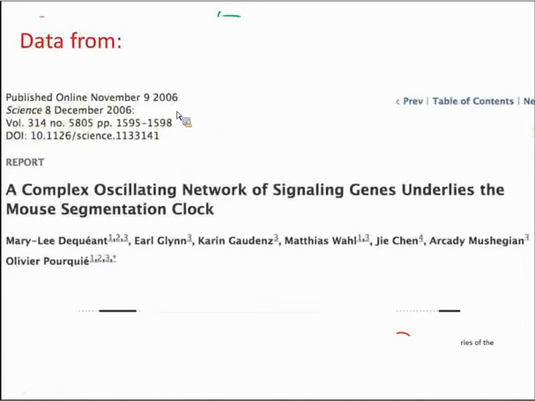So before we go more over the mathematics, let's talk first about where the data came from. The data came from this science paper that was published in 2006 on complex oscillating network of signaling genes underlies the mouse segmentation clock.